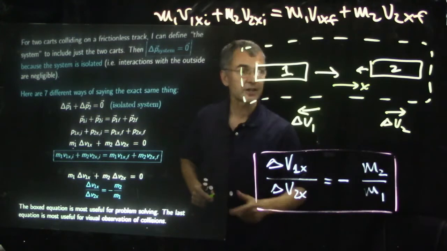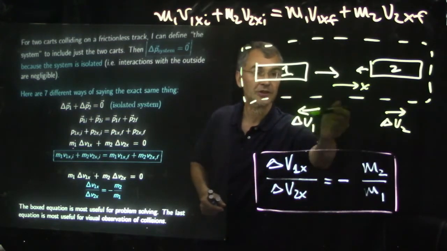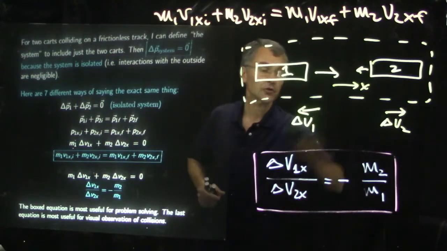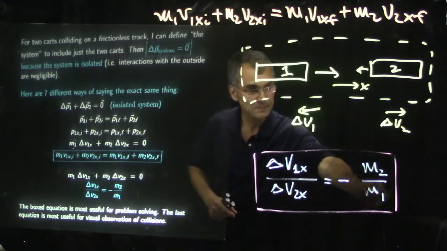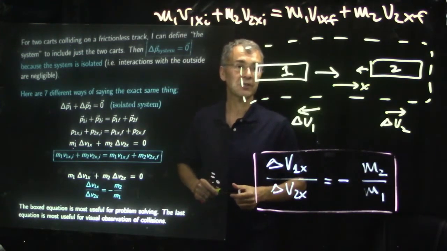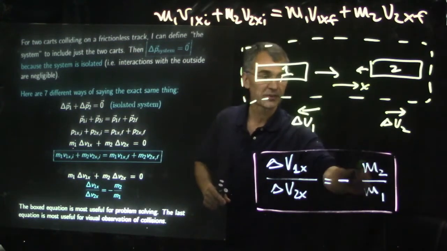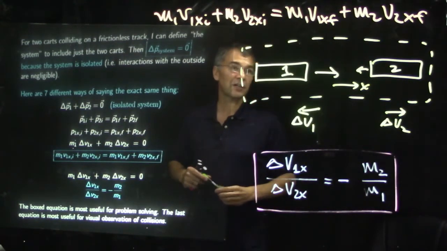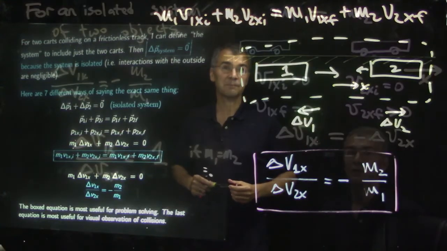You say, well, how does delta V1 compare with delta V2? The minus sign tells you that if object 1 experiences a change in velocity to the left, then object 2 must experience a change in velocity to the right, or vice versa. And this ratio tells you that the more massive object will experience a smaller magnitude change in velocity, and the less massive object will experience a larger magnitude change in velocity. So let's look at that again.